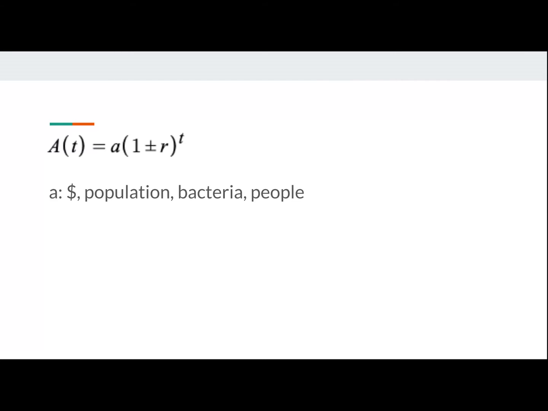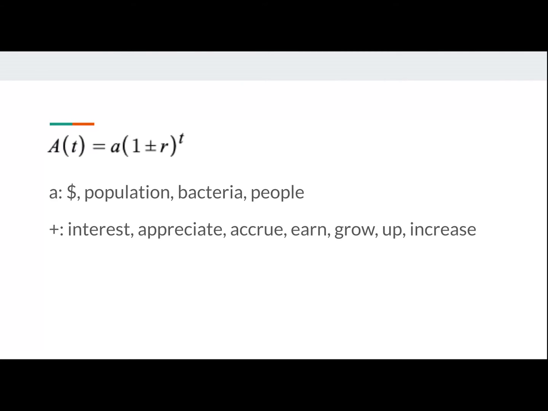Next, we need to determine whether or not it's going to be a plus or a minus. If it's a plus, it's anything that's going to tell you that it's growing. So words like interest, appreciate, accrue, earn, grow up, increase. These are all words that are telling you that it is going to be a plus. It's increasing over time. Decreasing over time would be things like depreciate, decay, lose, down, decrease. Other words as well, anything that would tell you that the value is going down over time.